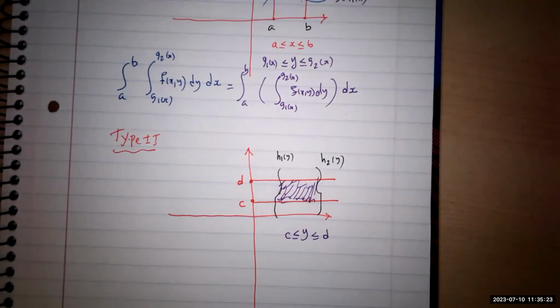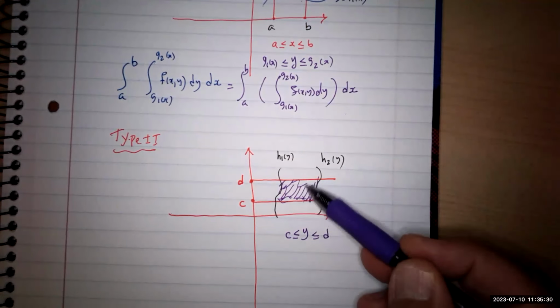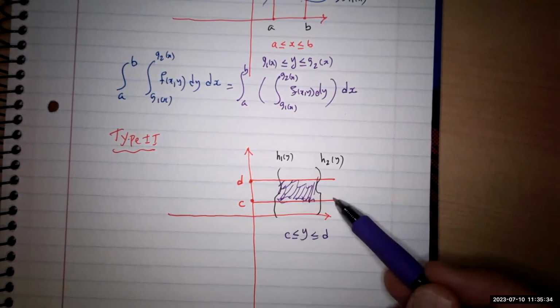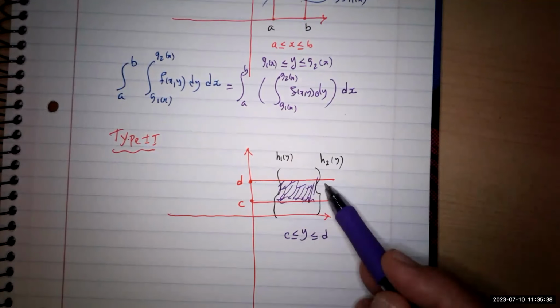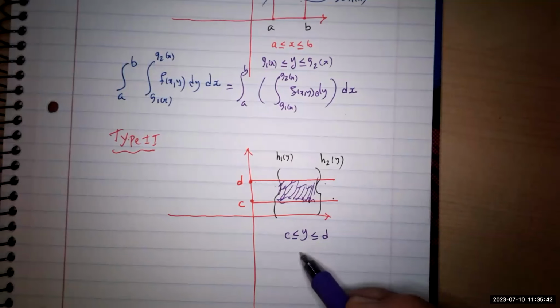So as soon as you see it yourself, you say, oh, how am I going to organize this one? You realize that going up and down, you end up with the y between c and d. Now for the x, you have to go to the right, to the left. If you go to the right, to the left, you end up with these 2 curves. So your x would be between.